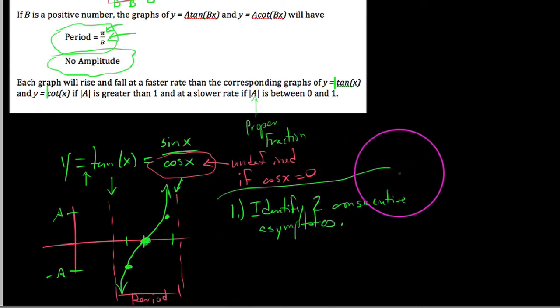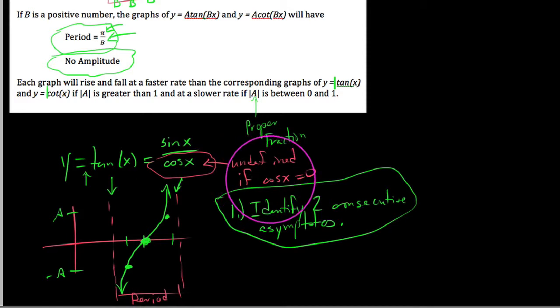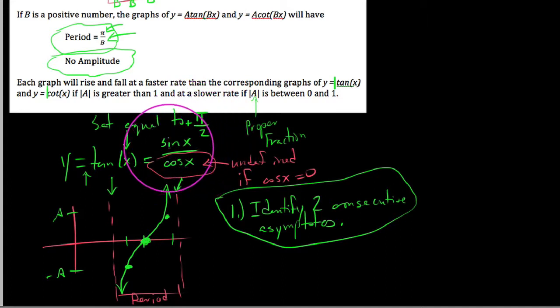Okay, this is like the number one priority on our list here. And the way we're going to do this is we're going to set whatever's in here equal to plus or minus pi halves, because that would cause it to be undefined. Alright, so here's what we'll do.